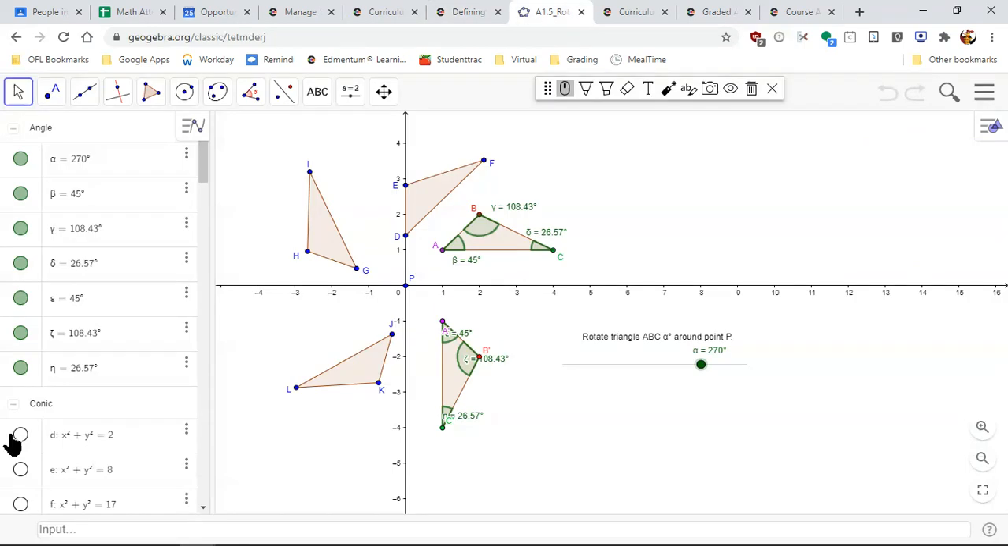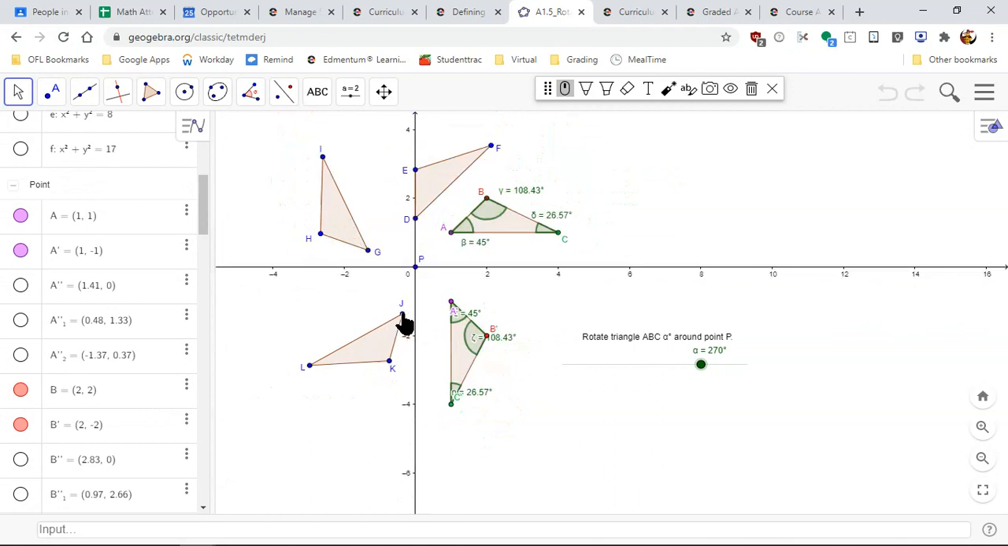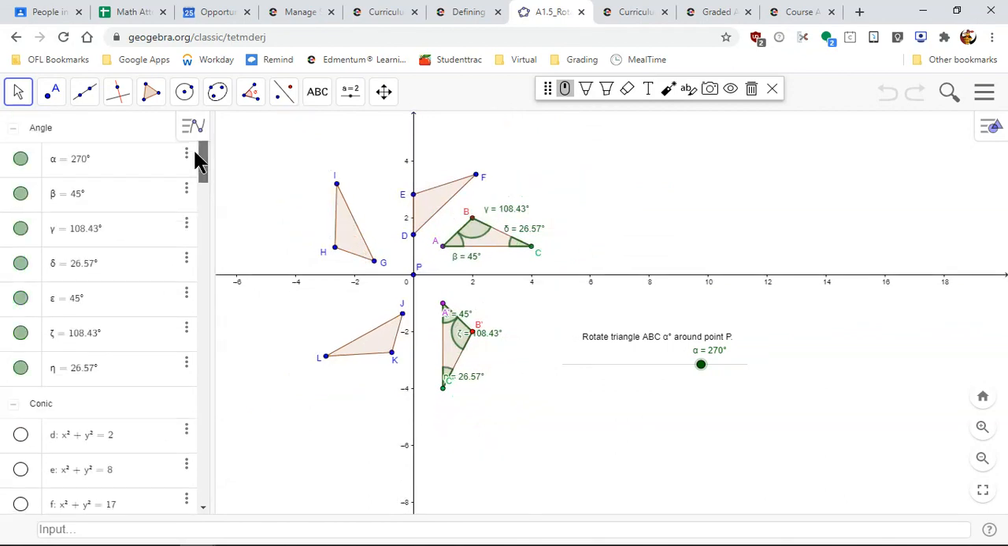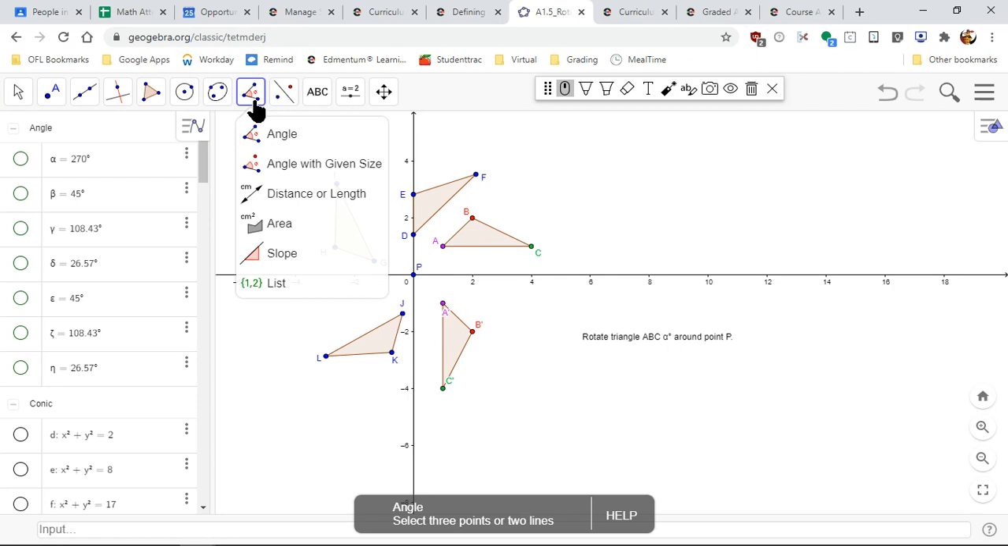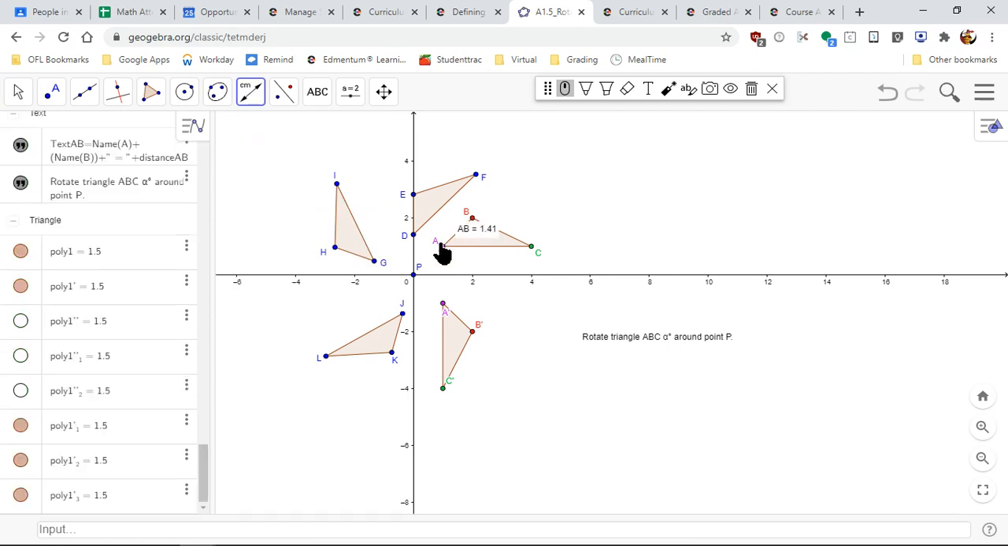All right, so now I'm going to hide these angles. I don't want to see them here, so I'm going to hide all of them. They're still there if anyone ever wants to turn them back on, but I don't want to see them right now because I want to focus on distance. I like doing distance a lot more than angles because you just click on your two points and you're good.